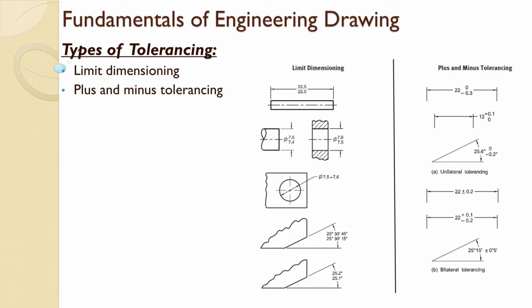If the tolerance is written on a single line, the lower limit precedes the higher limit, separated by a dash. Hole diameter's dimension 7.5 to 7.6 is an example for this. With plus and minus dimensioning, the dimension is followed by a plus or minus sign and the required tolerance.